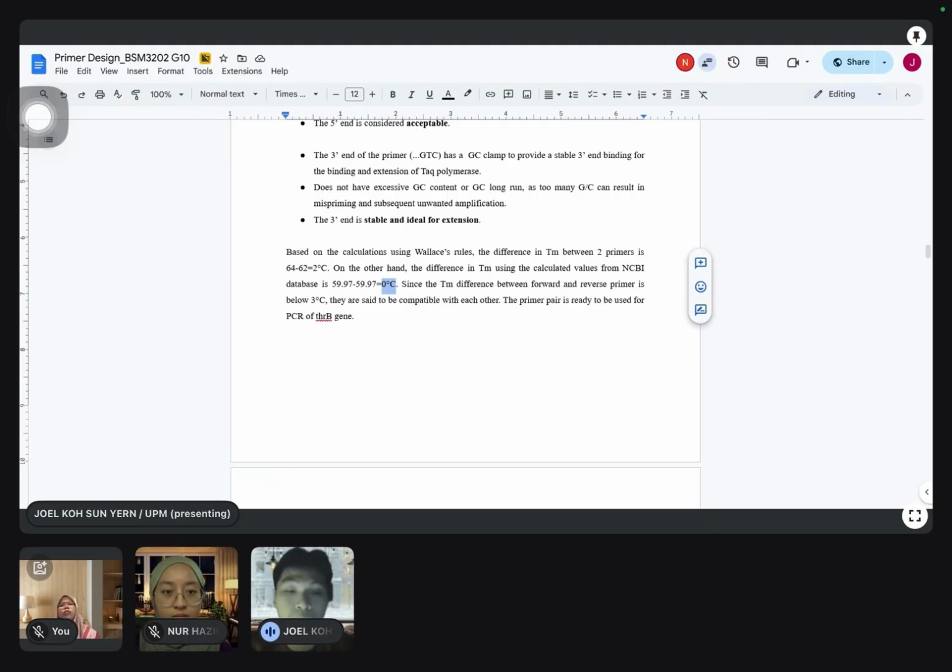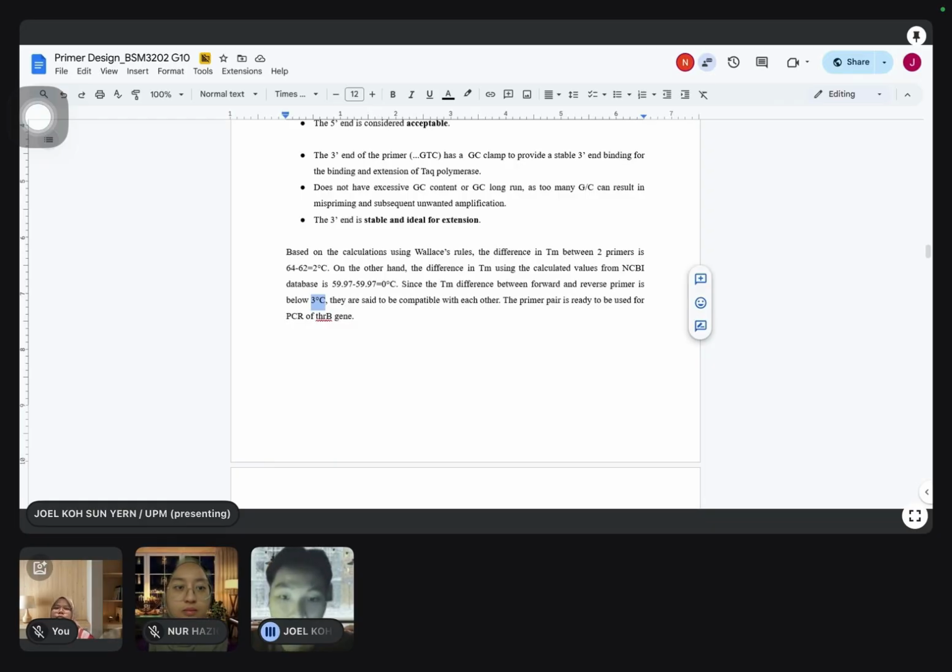And if we use the Wallace rule to calculate the difference in the melting temperature, this is just a rough approximation. The difference in the melting temperature is around 2 degrees Celsius. So yeah, it is still not more than 3 degrees Celsius. And this primer pair is a very good pair, and it is said to be ready to be used for the PCR of the TROB gene sequence.